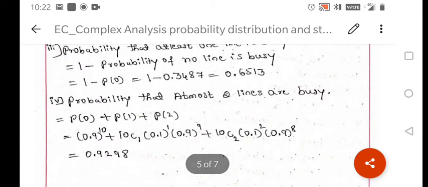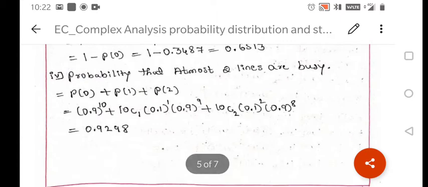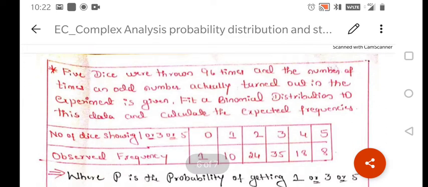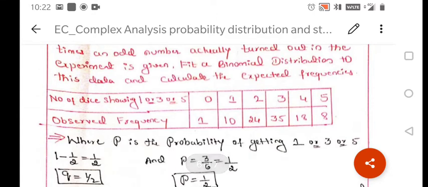And the fourth one, probability that at the most two lines are busy, that means it is equal to P of 0 plus P of 1 plus P of 2, which comes around 0.9298. One more example. Now 5 dice were thrown 96 times, and the number of times an odd number actually turned out in the experiment is given. Fit a binomial distribution to this data and calculate the expected frequencies.